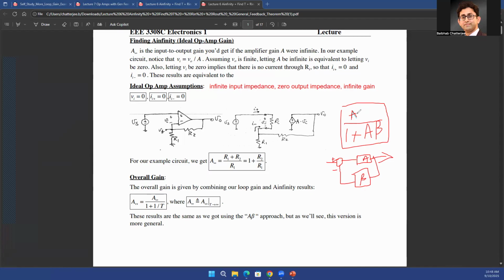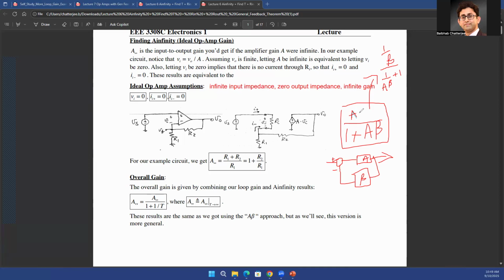Now, if I divide both my numerator and denominator by A beta, you can write the same thing as 1 over beta divided by 1 over A beta plus 1. So I just divided my numerator and denominator by A times beta. Very simple mathematical operation. Now think about it.